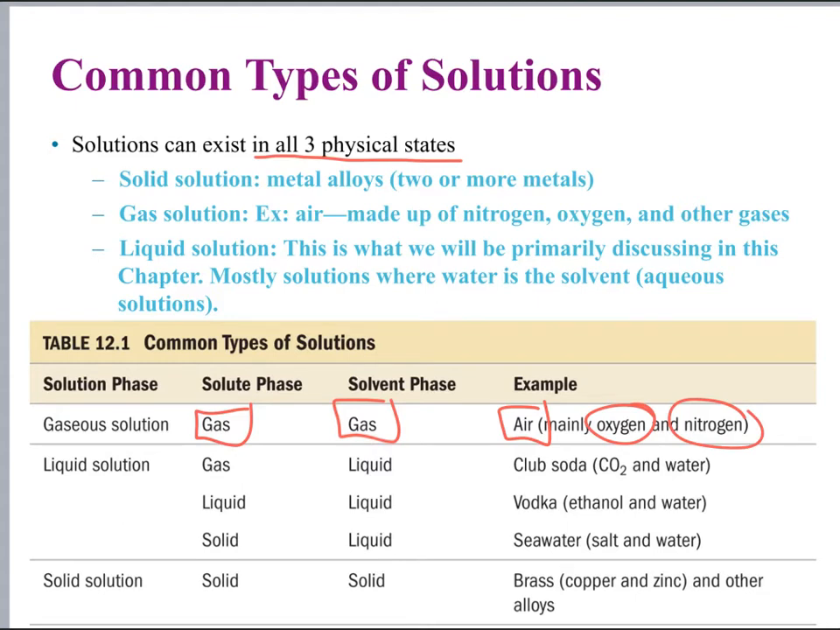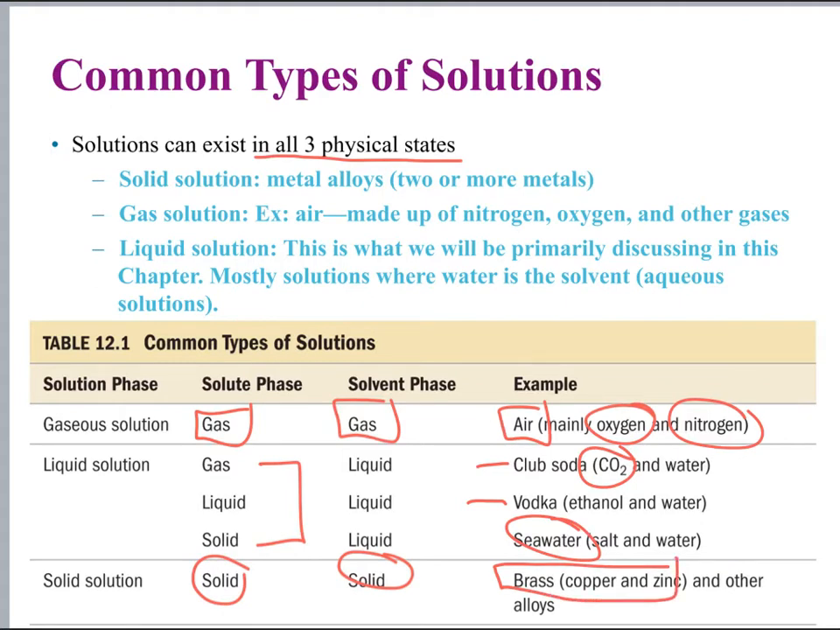Next we have liquid. You can have all three different states in a liquid solvent. Club soda, anything fizzy, has CO2. Any soda, any drink, Dr Pepper, Coke, whatever, any alcoholic drink will be a liquid solution. Vodka, for example, is ethanol and water. Seawater has salt, which is originally a solid and then it's dissolved into water. Something more unlikely for you to think of, a solid in a solid solution, would be an alloy composed of two different types of metal.